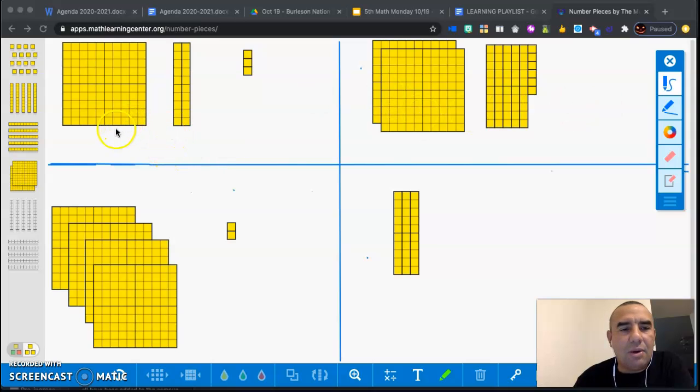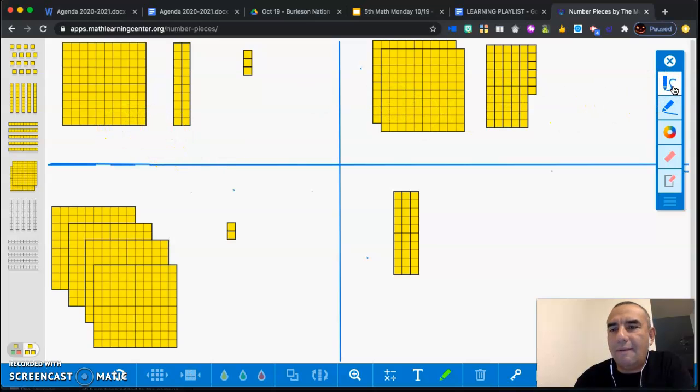So let's see, I have one whole. Let me click here. All right, I have one whole, and I have 2/10, right? And I have 3/100. So this model represents one whole and 23/100. All right, let's try the second one.